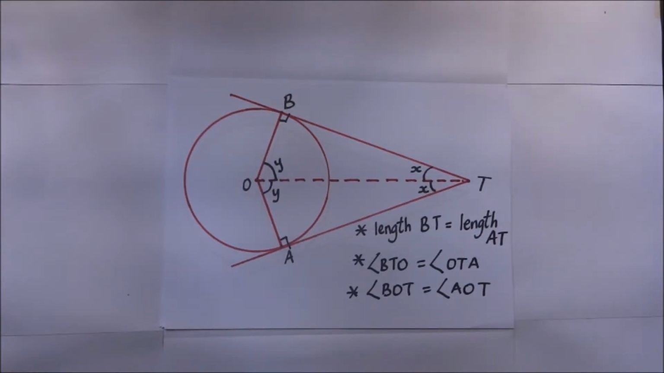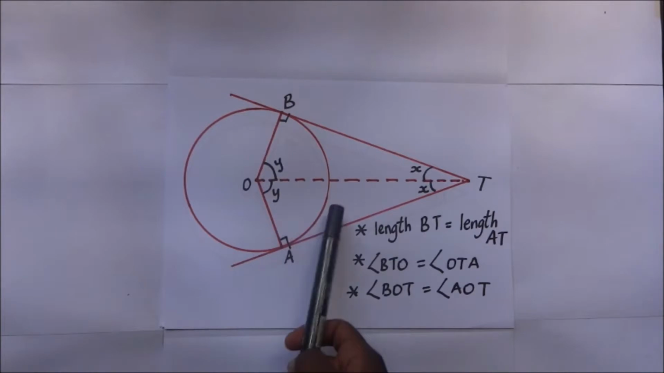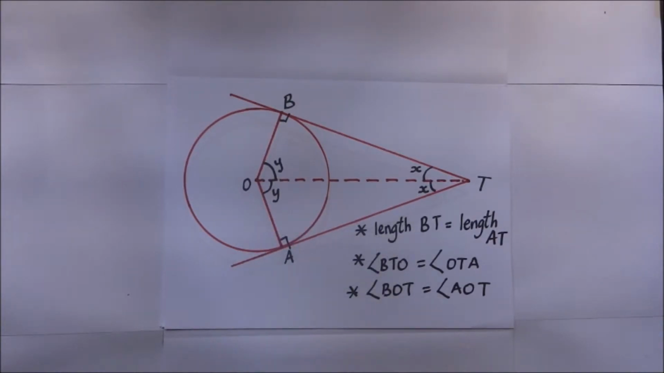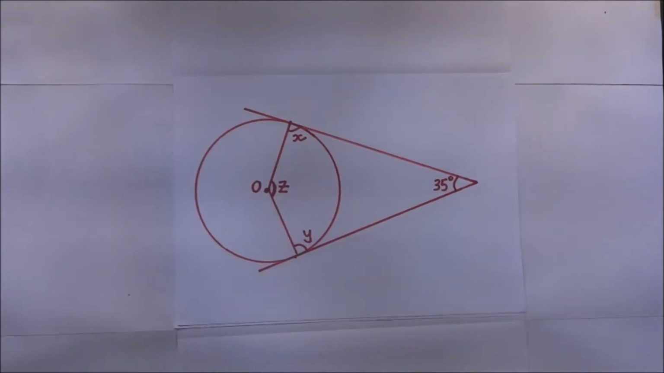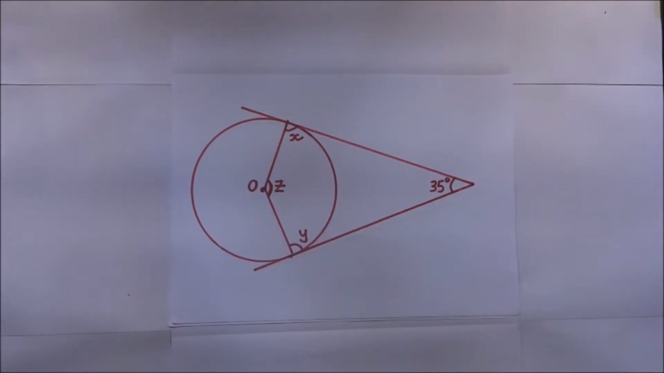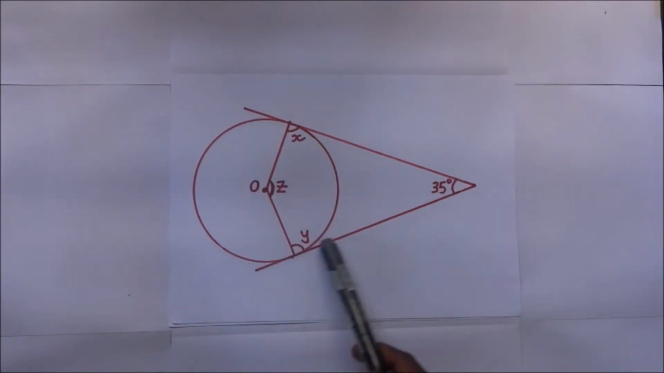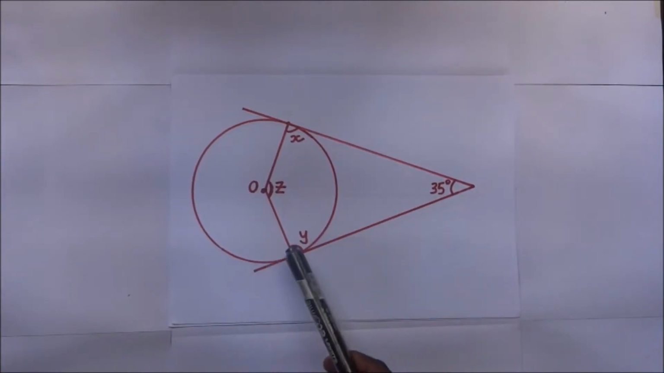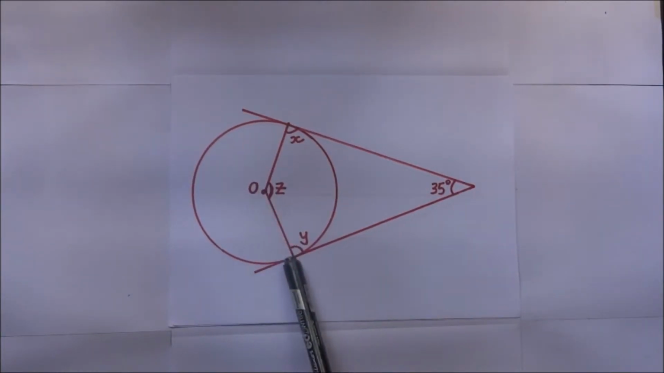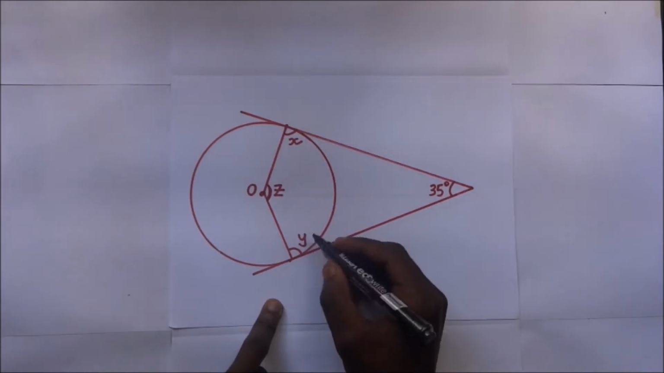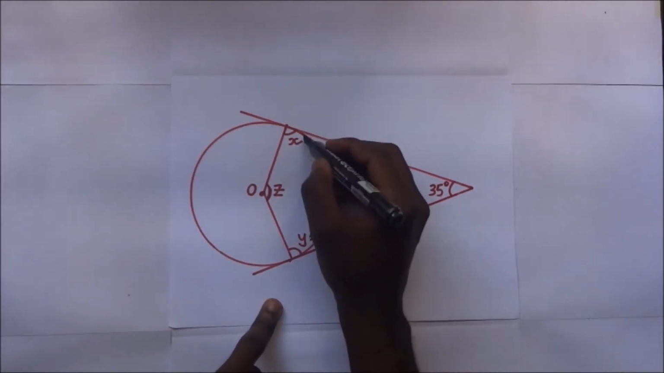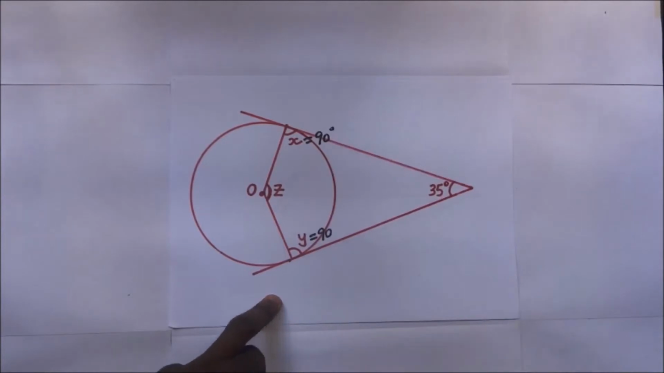As we proceed, we'll be interpreting some of these numbers using these properties. If you look at this figure, we are required to find the value of Z, the value of X, and the value of Y. Now, we know that these are tangents. And when a tangent meets a circle, the angle between the radius and the tangent is 90 degrees. So by that knowledge, we already know that the value of Y here is 90 degrees, and the value of X here is also 90 degrees.